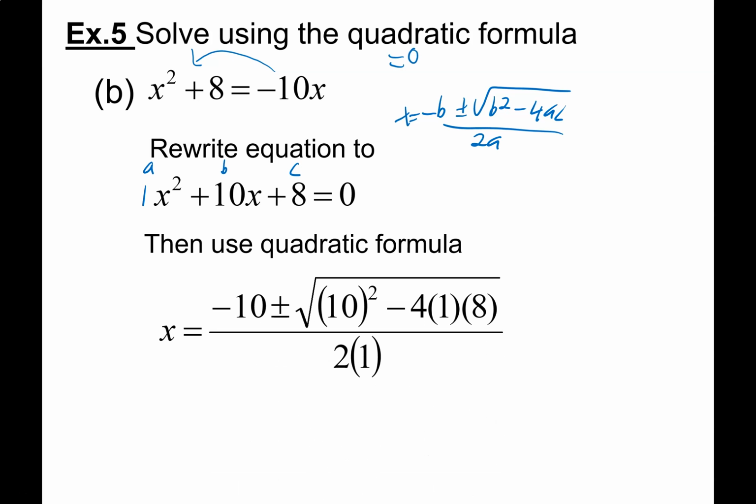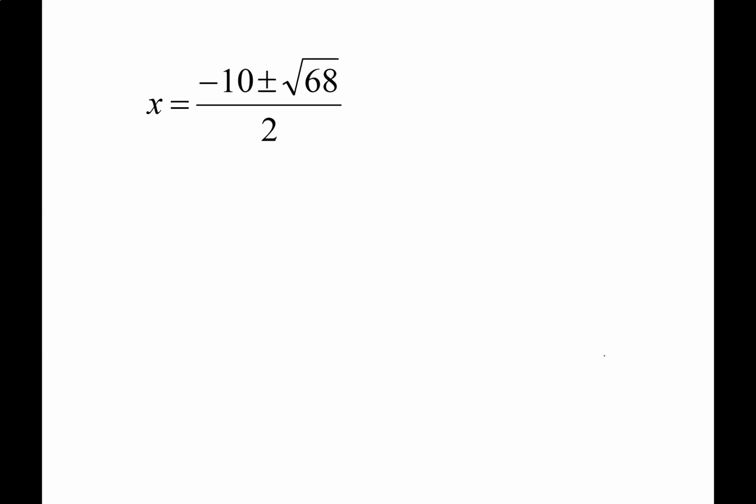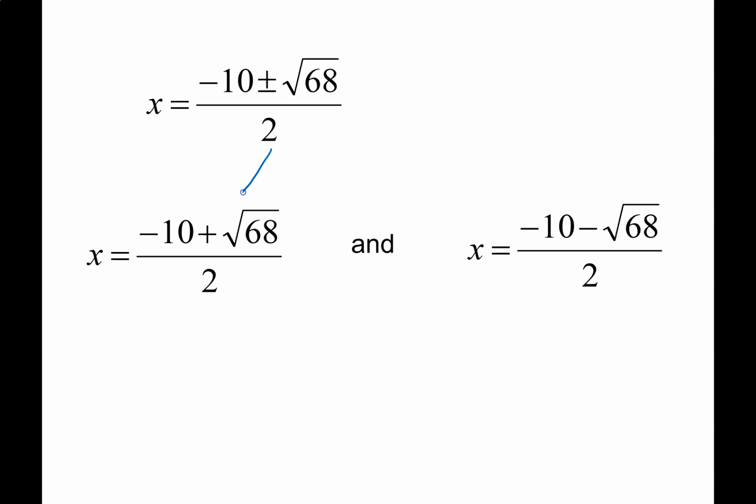And I doubt you guys need a whole lot of help on this method. I'm sure you're probably pretty good at it by now. But again, you do a little more work on it. The 10 squared is 100. The negative 4 times 1 times 8 is negative 32. And when you put it all together, take your 100 minus 32, you get 68. And then you separate that into two parts, either negative 10 plus or negative 10 minus. I know some people would let you leave it that way.